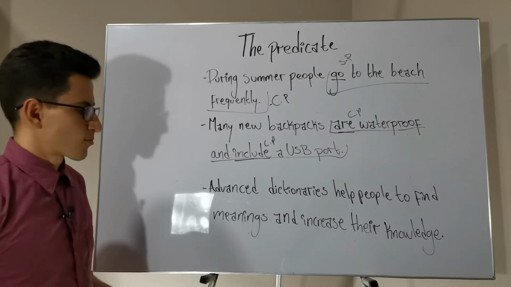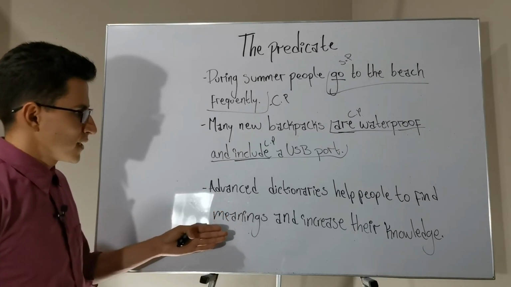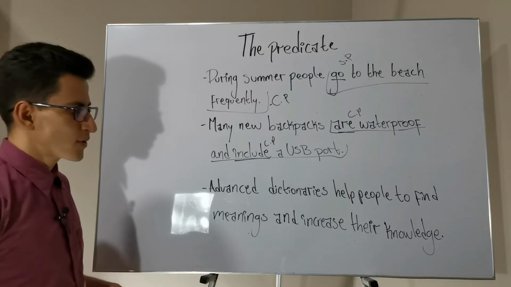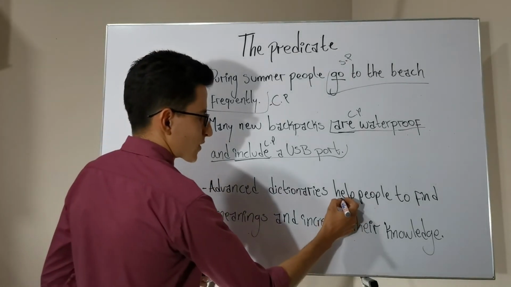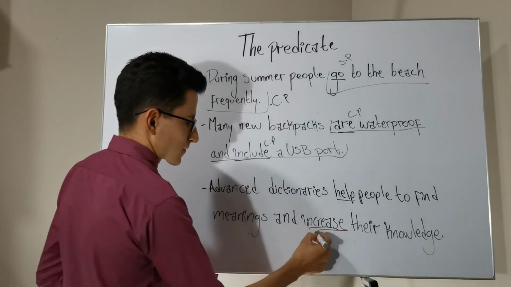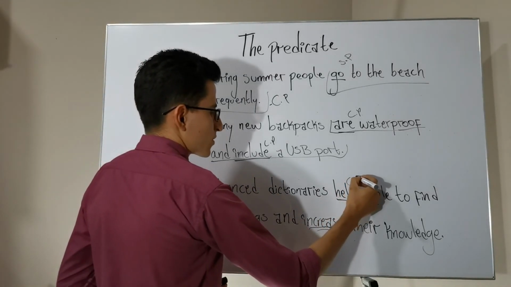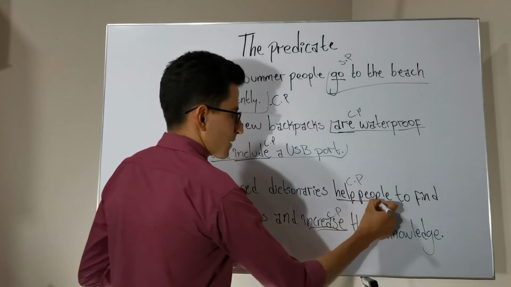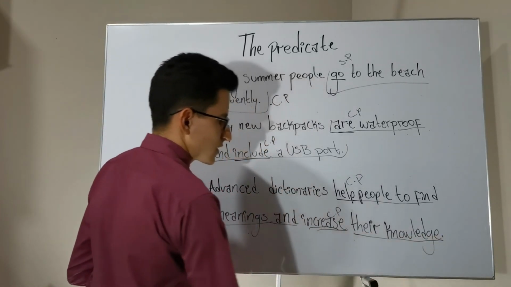Now let's see the last one. Advanced dictionaries help people to find meanings and increase their knowledge. As we can see, we have two verbs joined by a coordinating conjunction. So we have the verb help and the verb increase. So here we have again a case of a compound predicate. And the complete predicate would be help people to find meanings and increase their knowledge.